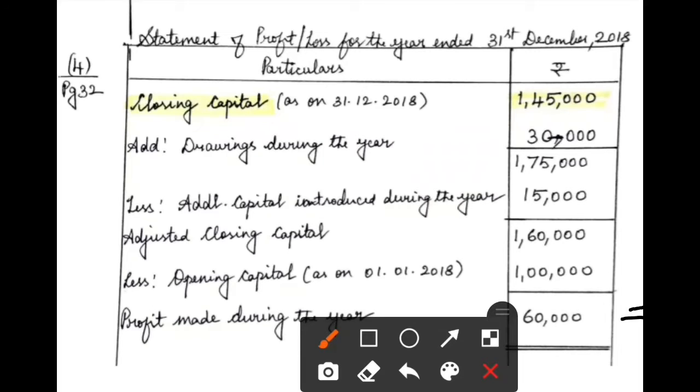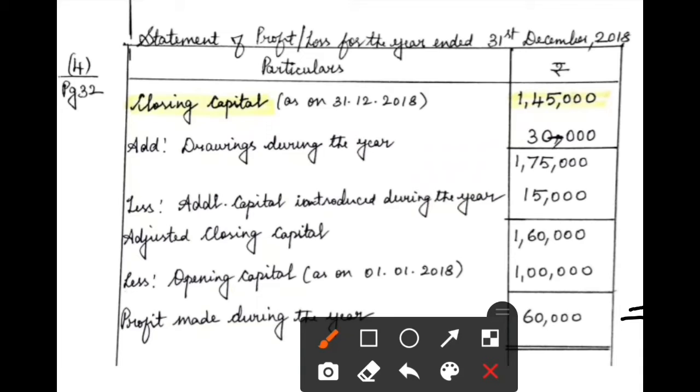Solution for problem number 4. Open up the heading as statement of profit or loss for the year ended 31st December 2018. In the particulars column, completely fill the entire format. Starting from closing capital, add drawings, less additional capital, adjusted closing capital, less opening capital, and profit. So we show profit because the problem gives you the information for profit. After writing in the complete format, now start entering the values.